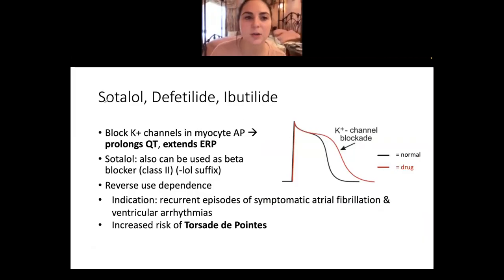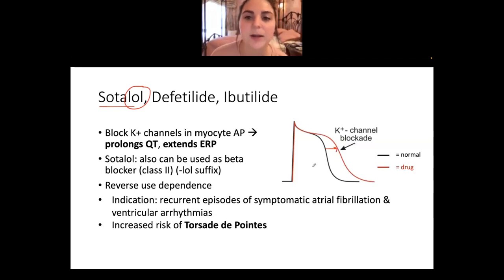Okay, so these guys are sotalol, dofetilide, and ibutilide. Sotalol is also a beta blocker. We'll talk about that. The -lol ending means it's a beta blocker, but it also is a class 3. All class 3s are going to block potassium channels, which is going to prolong the QT interval. It's going to extend the effective refractory period, all stuff that we've talked about. So it's going to extend this.